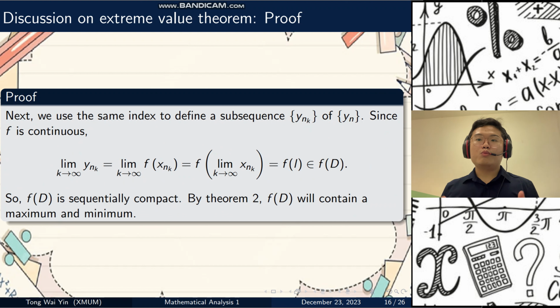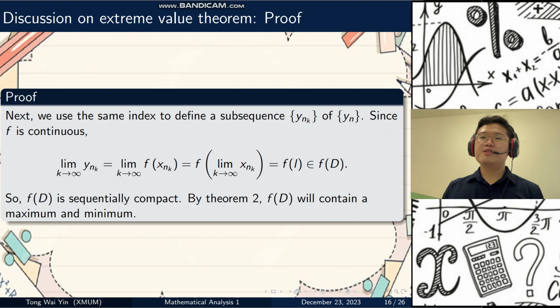Next, we use the same index to define a subsequence Y_{n_k} of the sequence Y_n. Since f is continuous, we can make the limit of a function become the function of a limit. Therefore, this results in the subsequence Y_{n_k} converging to f(L), as shown on the slide. Since L is in D, f(L) is therefore in the range of f.